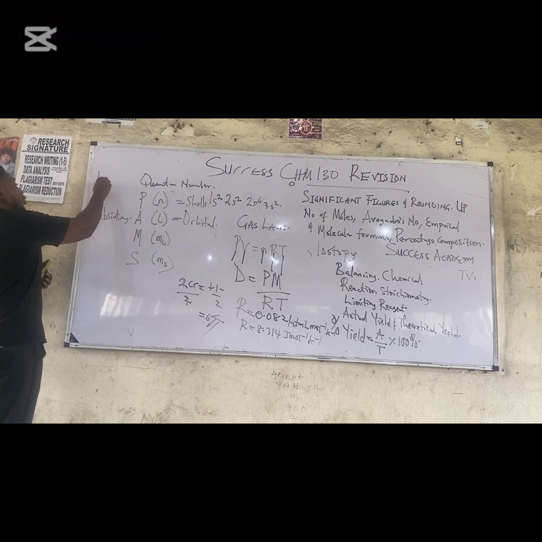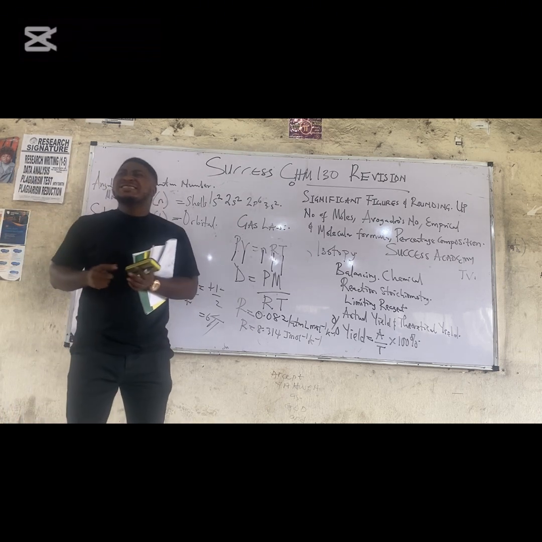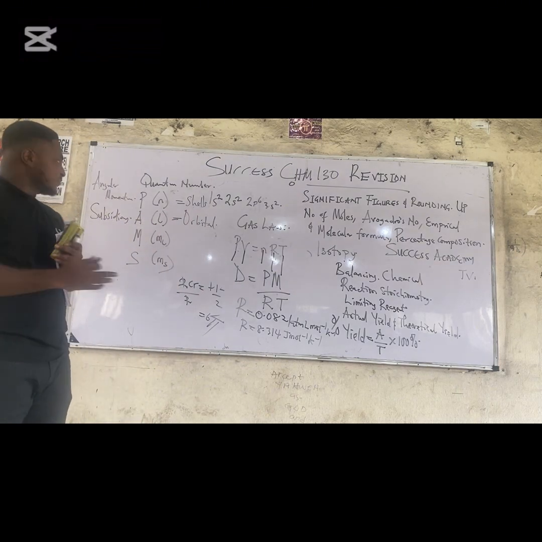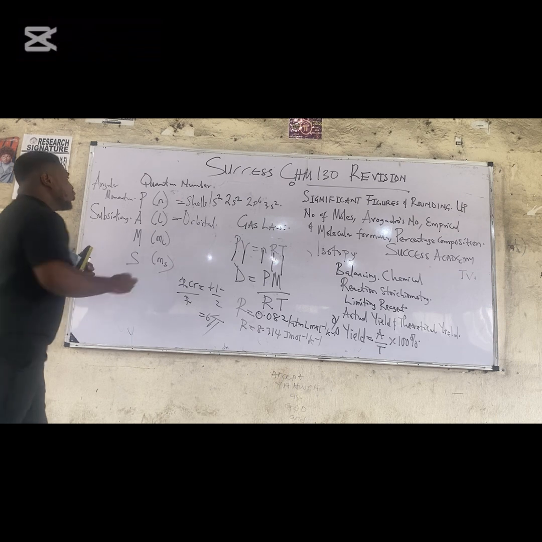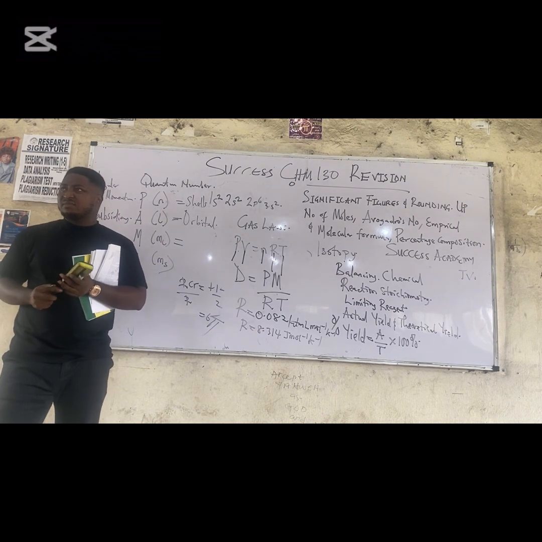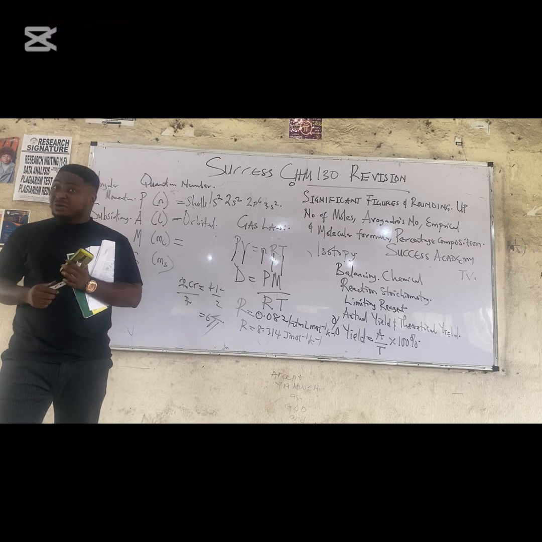Azimuthal is also called subsidiary, or angular momentum. Class, in the exam, they could ask which quantum number gives the orbital orientation of an atom, or which quantum number gives the geometry or the shape. It's still the azimuthal.